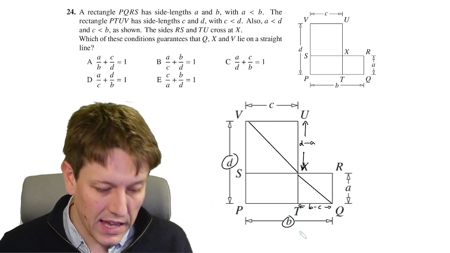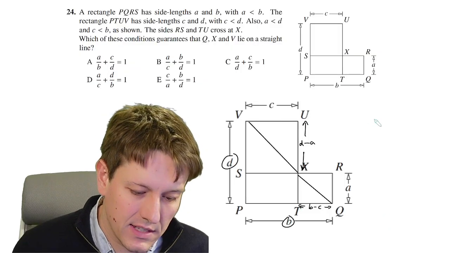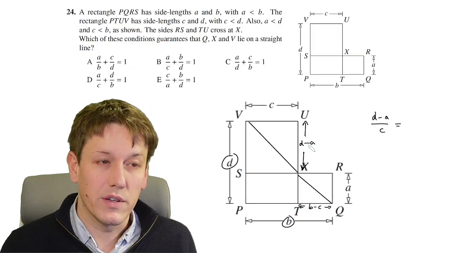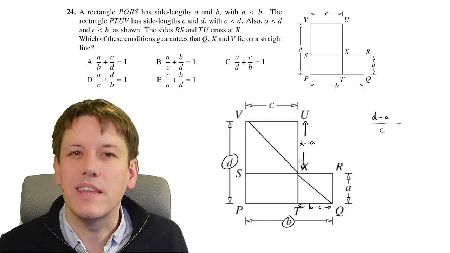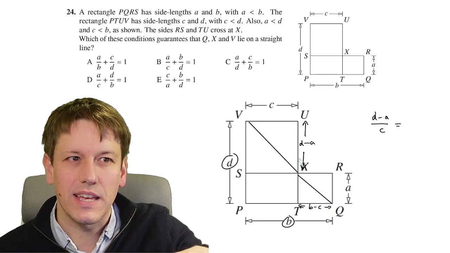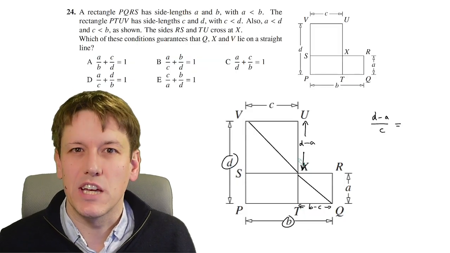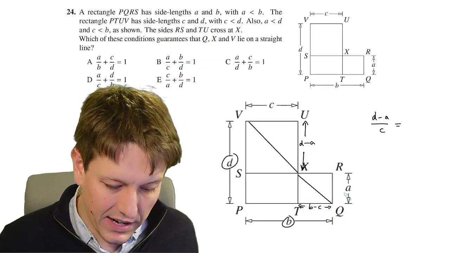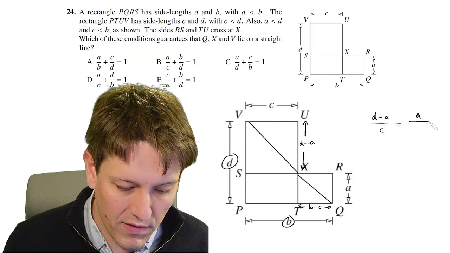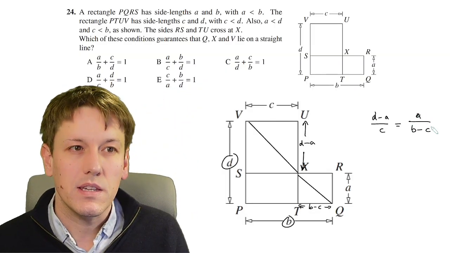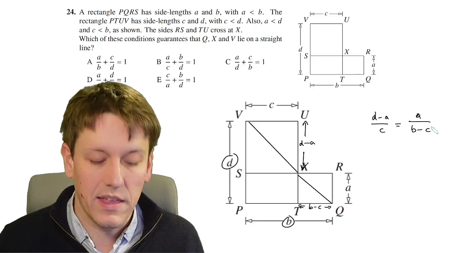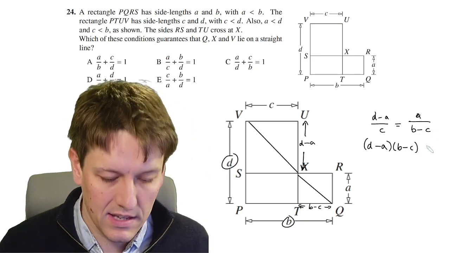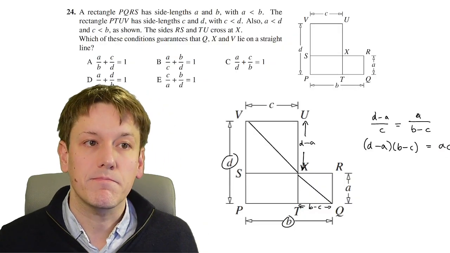So for those slopes to be the same, I'm going to need that d minus a over c. That's the rise over run for the first slope. Technically I'm working with a negative gradient here because it's going down, but you can multiply both sides by -1 and get the same result. So that's going to be the same as the slope of this line, so that would be a over b minus c. Let's multiply both sides by b minus c and then by c, and we'll get d minus a times b minus c is equal to ac.